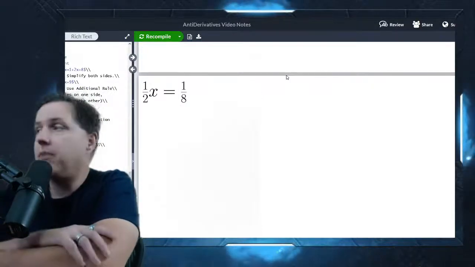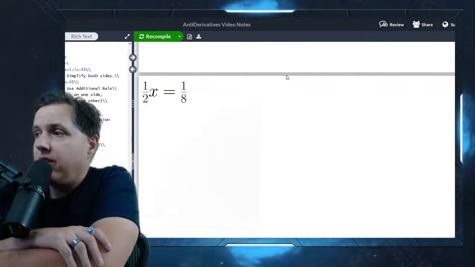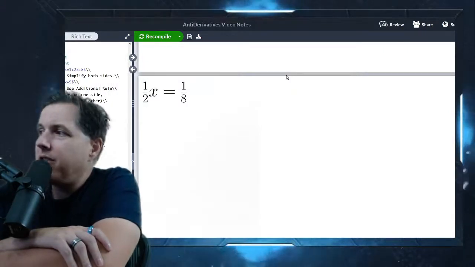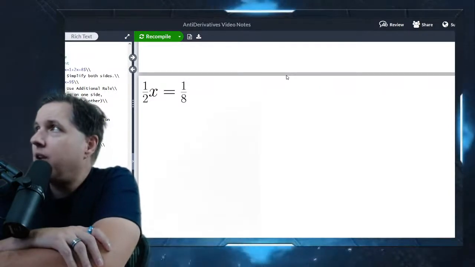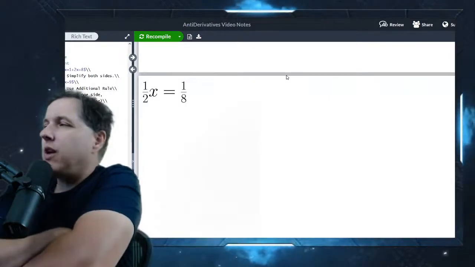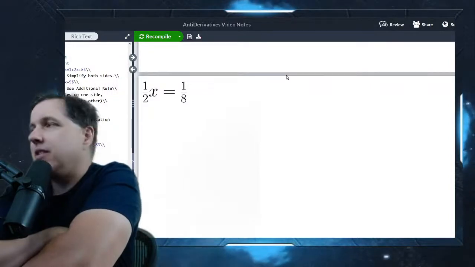Okay, so let's say this is my equation: 1/2 x equals 1/8. Darn, I've got these fractions in there. How am I going to deal with that? Well, remember we have this rule that says I can multiply both sides of my equation by the same thing. So if we're clever, what should I multiply both sides of this equation by to make it simpler?